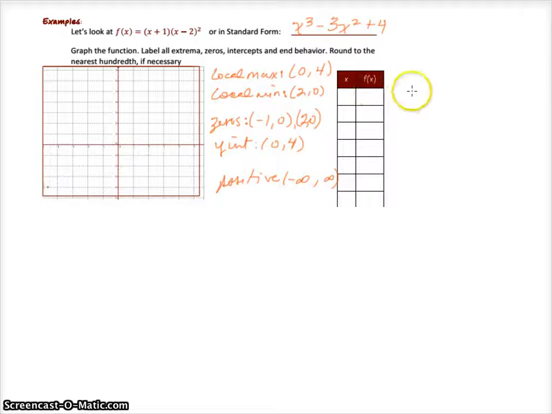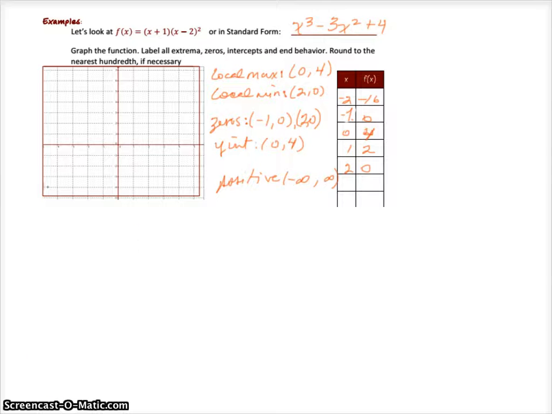And our x-y chart here should be -2, -16. You should have already filled that out when we paused the video, when we first graphed it and went to the chart. So -2, -16, then -1, 0. Sorry, that was -1, 0. Then 0, 4, 1, 2, and 2, 0.